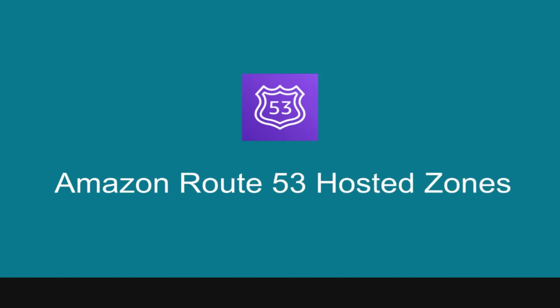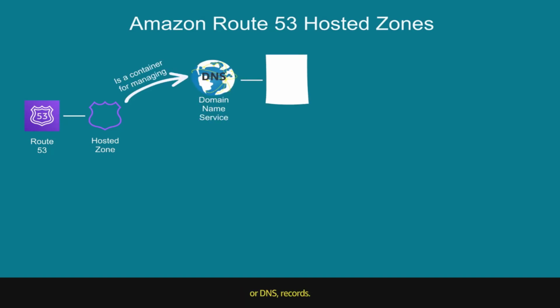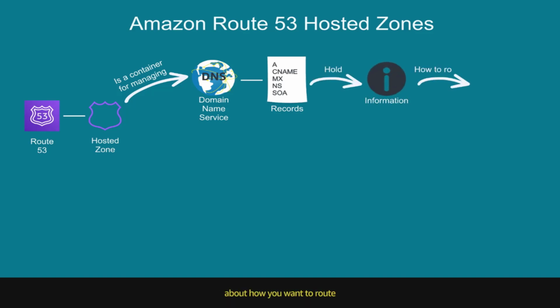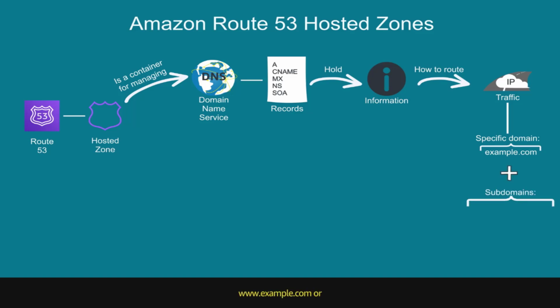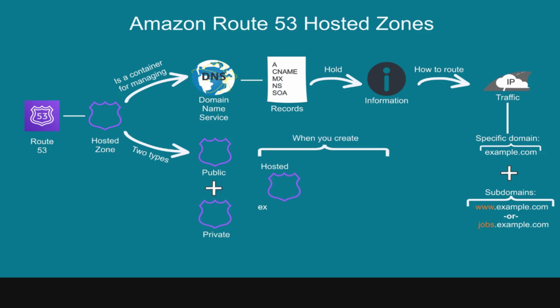Route 53 Hosted Zones. A Route 53 hosted zone is a container for managing Domain Name Service (DNS) records. Those records hold information about how you want to route IP traffic for a specific domain, such as example.com and its subdomains, www.example.com or jobs.example.com. There are two types of hosted zones, public hosted zones and private hosted zones. When you create a hosted zone, it shares the name with the domain you want to route traffic for.